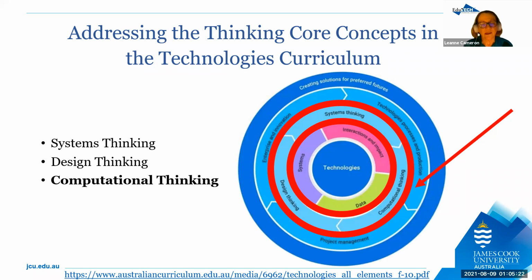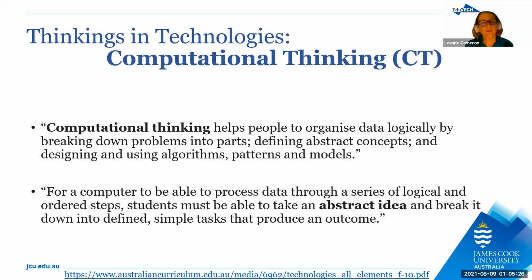The third thinking is the computational thinking side. Now, computational thinking is not thinking like a computer. Computational thinking encourages people to organize their data logically by breaking down problems into parts, defining abstract concepts, and designing and using algorithms, patterns, and models.